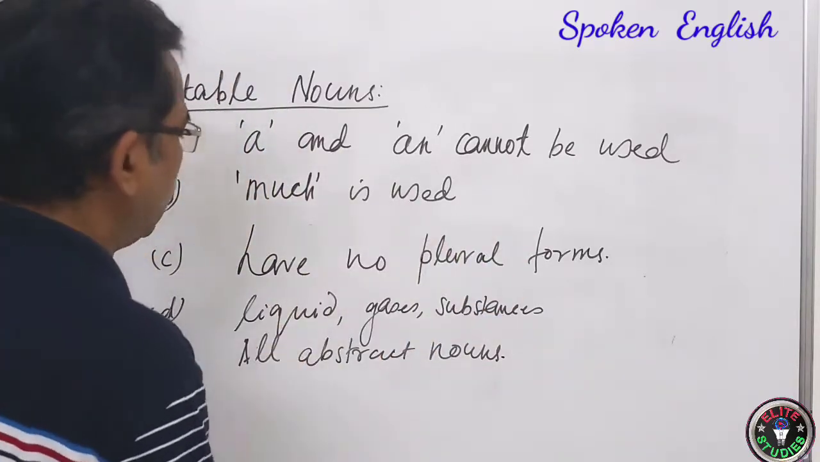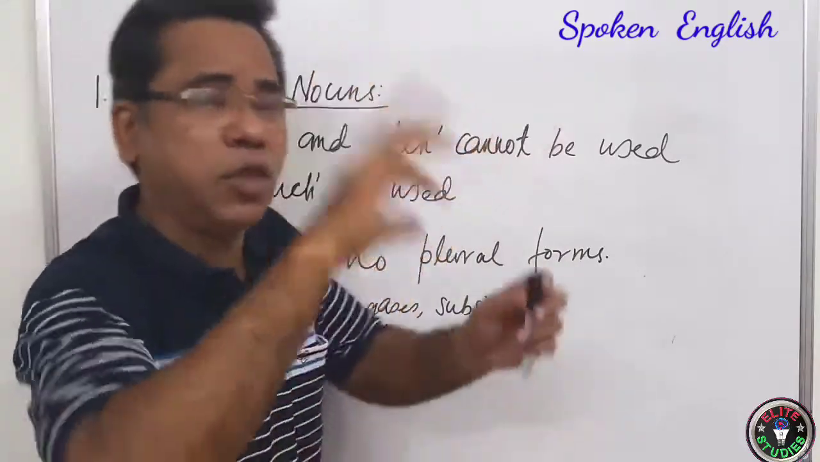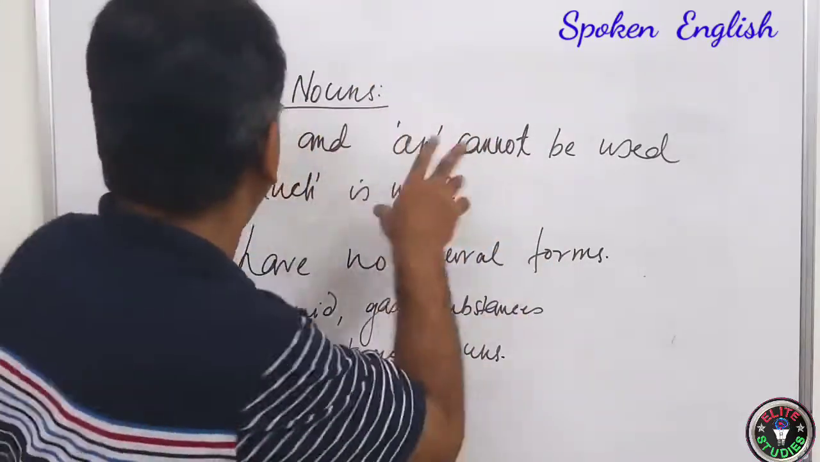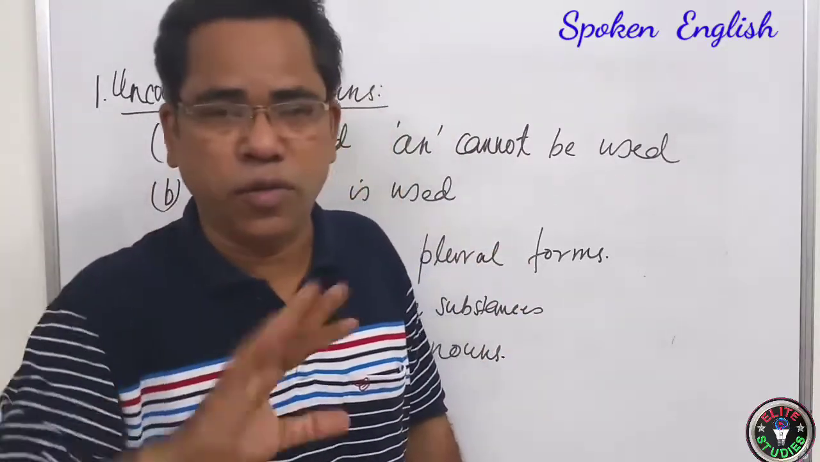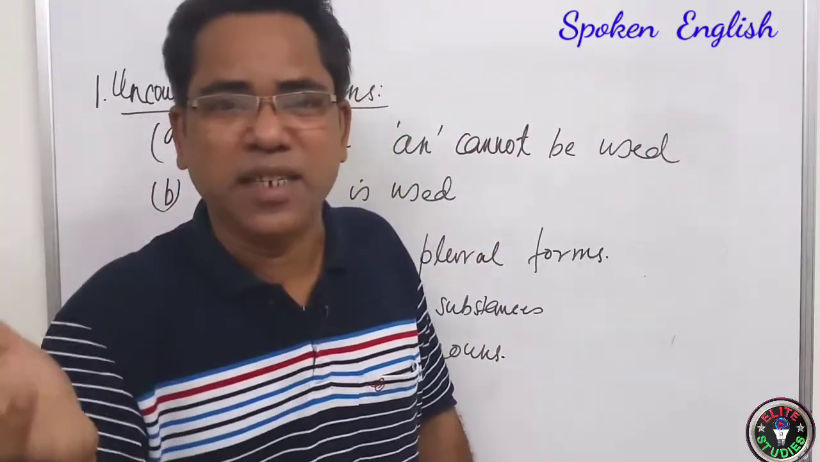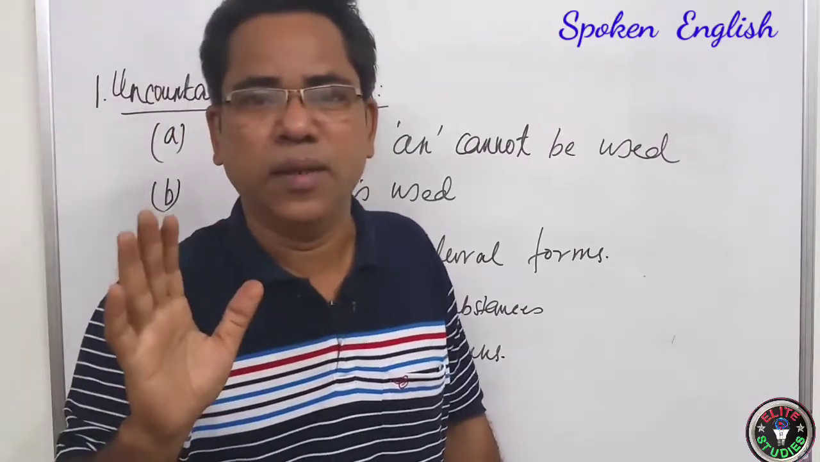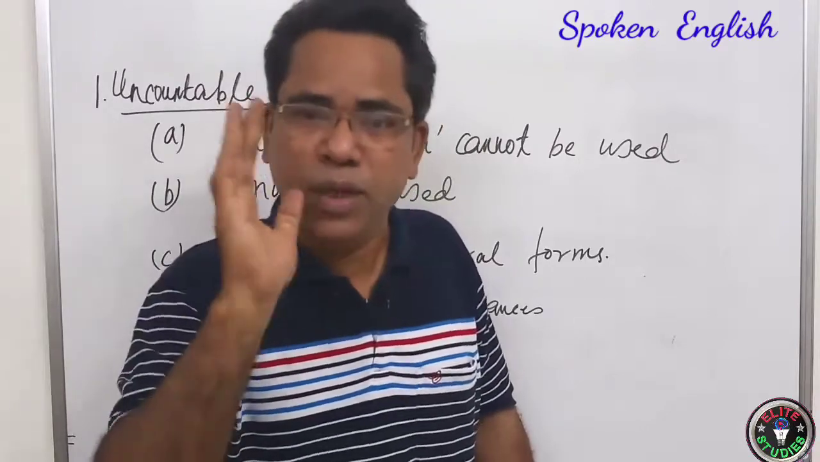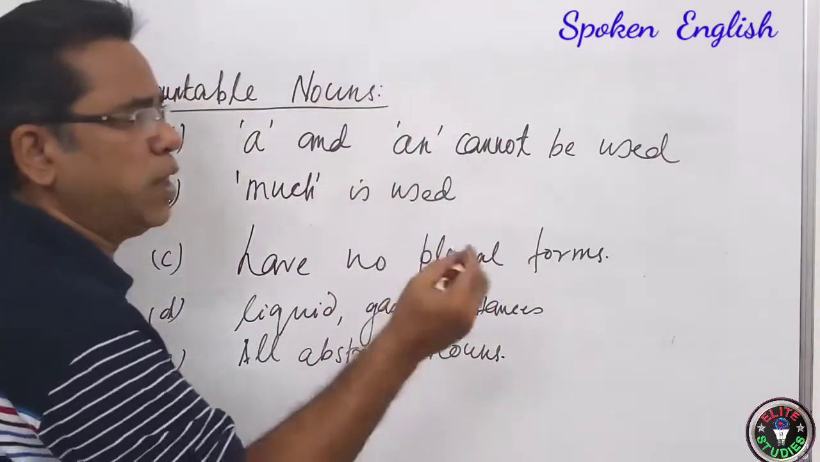Now, uncountable nouns have no plural forms. It's also very important. In the case of a countable noun, you have a singular as well as a plural form, but in this case, you don't have any plural form. Water, waters, no. Gold, golds, no. Money, monies, no. Knowledges, happinesses, no. Anger, angers, no. Beauty, beauties, no. So here you cannot use any plural form. Sugar, sugars, you don't have.